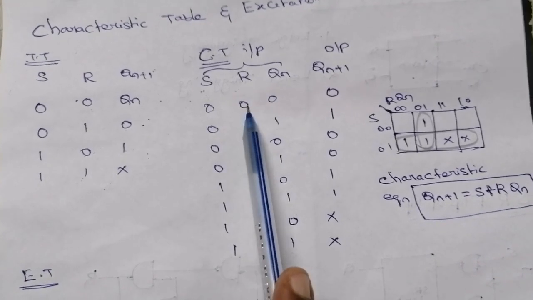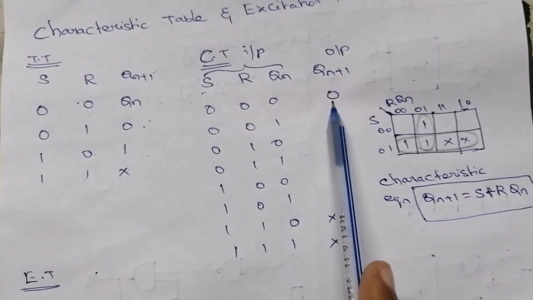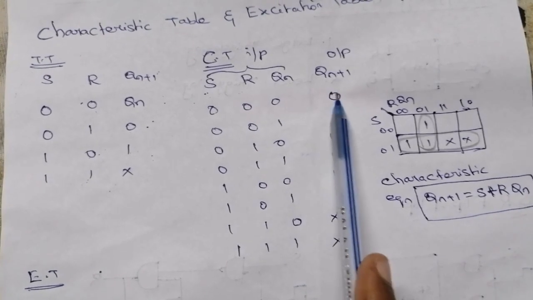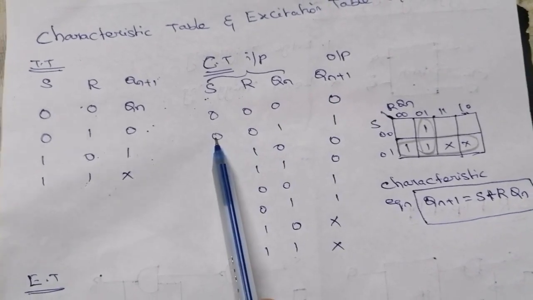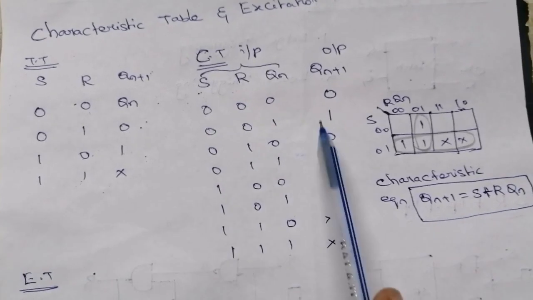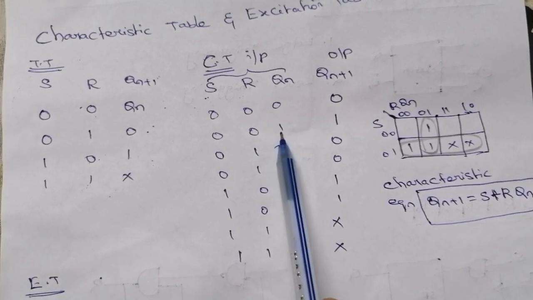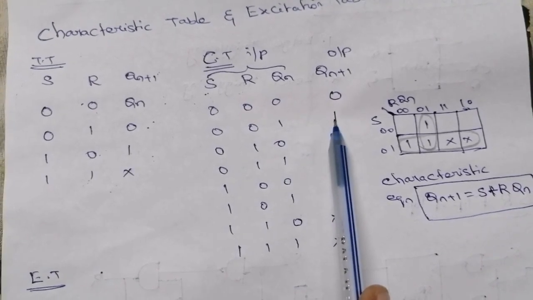For input 0, 0, the next state will be Qn. So Qn is equal to 0, so the next state is also 0. The second combination is also input 0, 0, so the next state will be the previous state. The previous state here is 1, so 1 will be the next state.